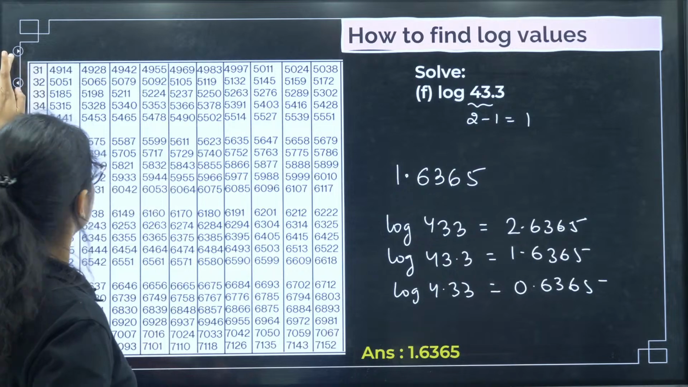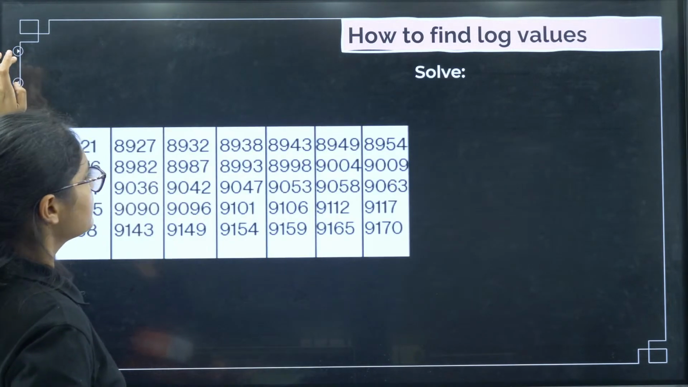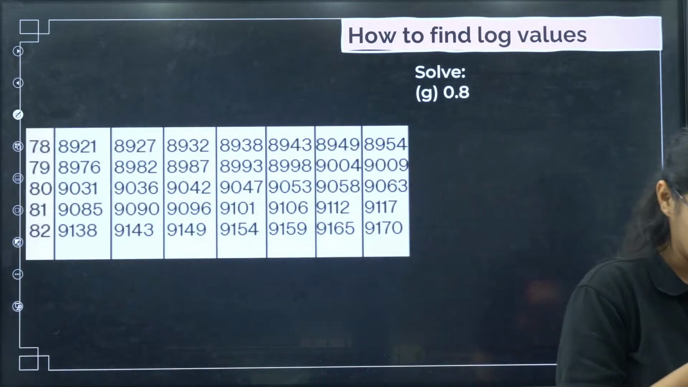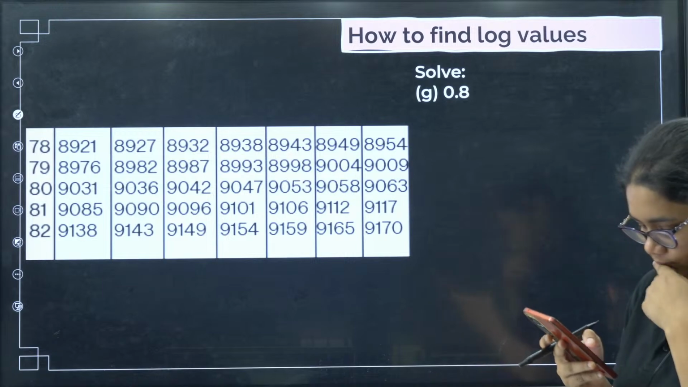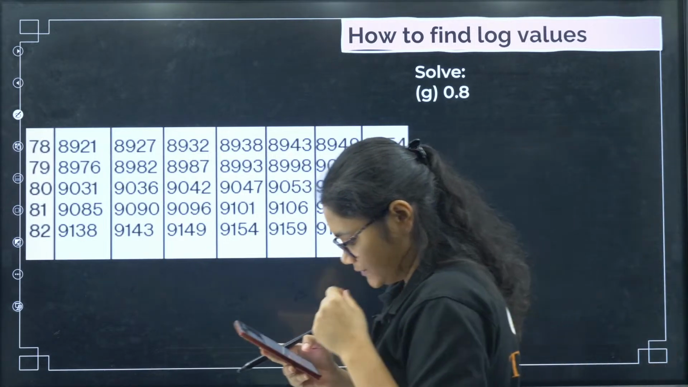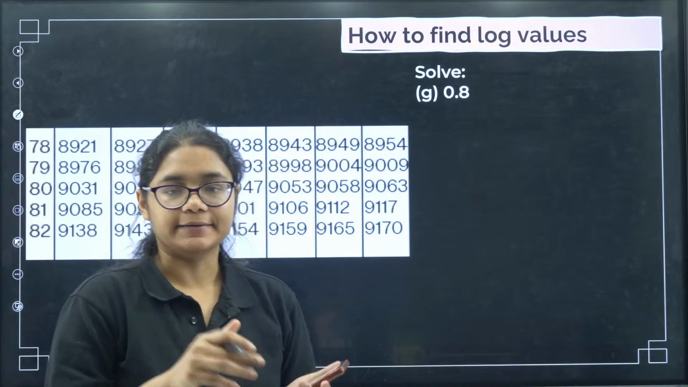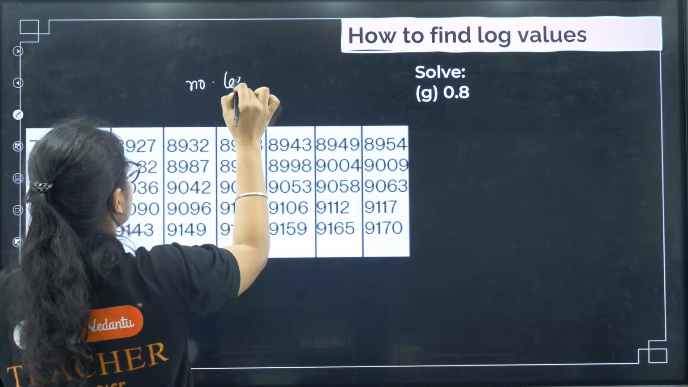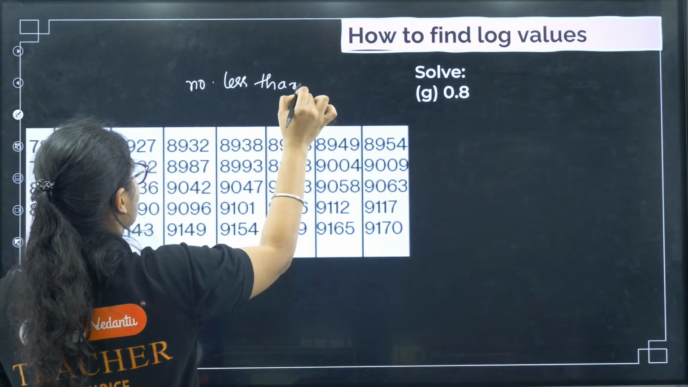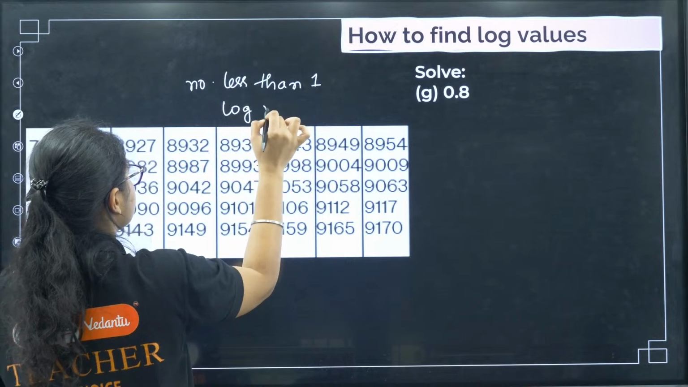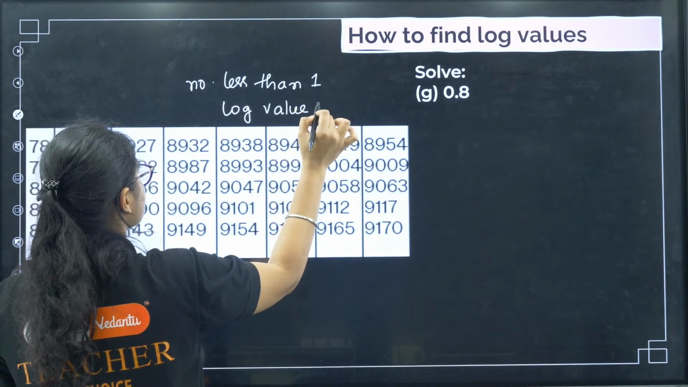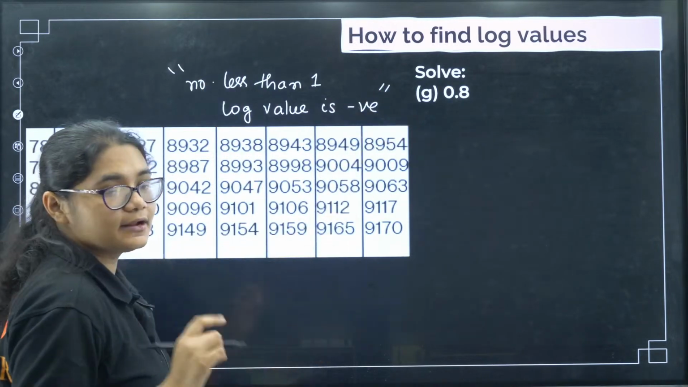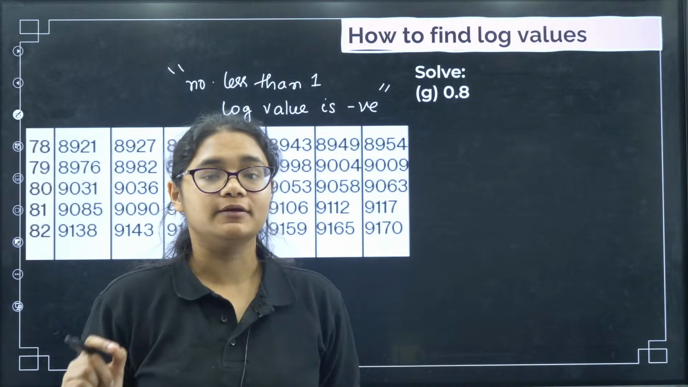Okay, next we will get one more. Yes, students, try this one: log 0.8. See, whenever you have a number less than 1, the log value will always be negative. Please remember this: if you have a number less than 1, then the log value will be negative.